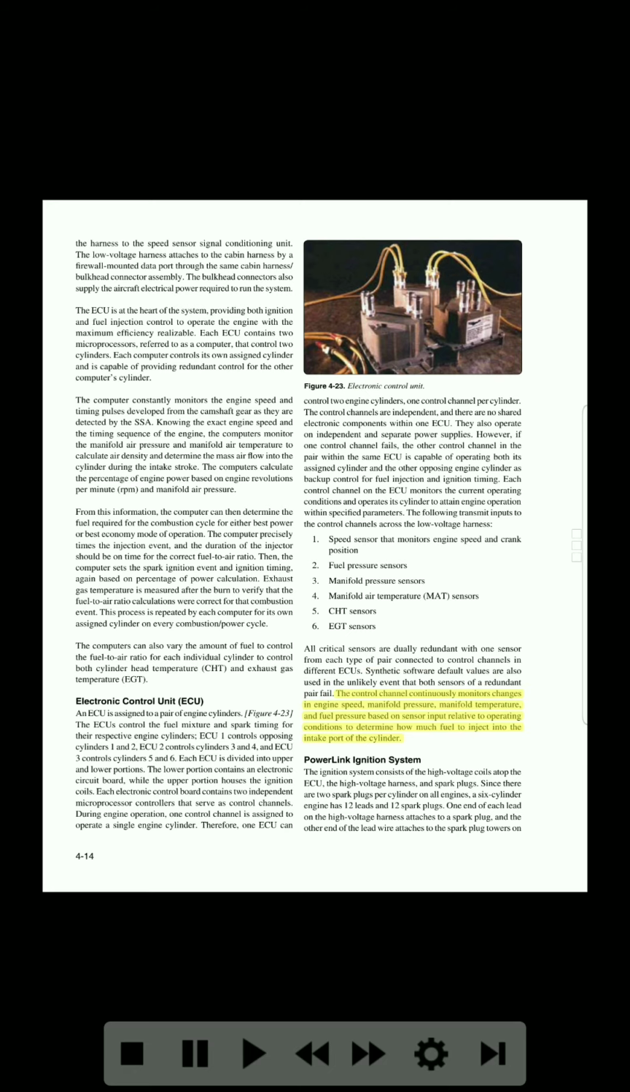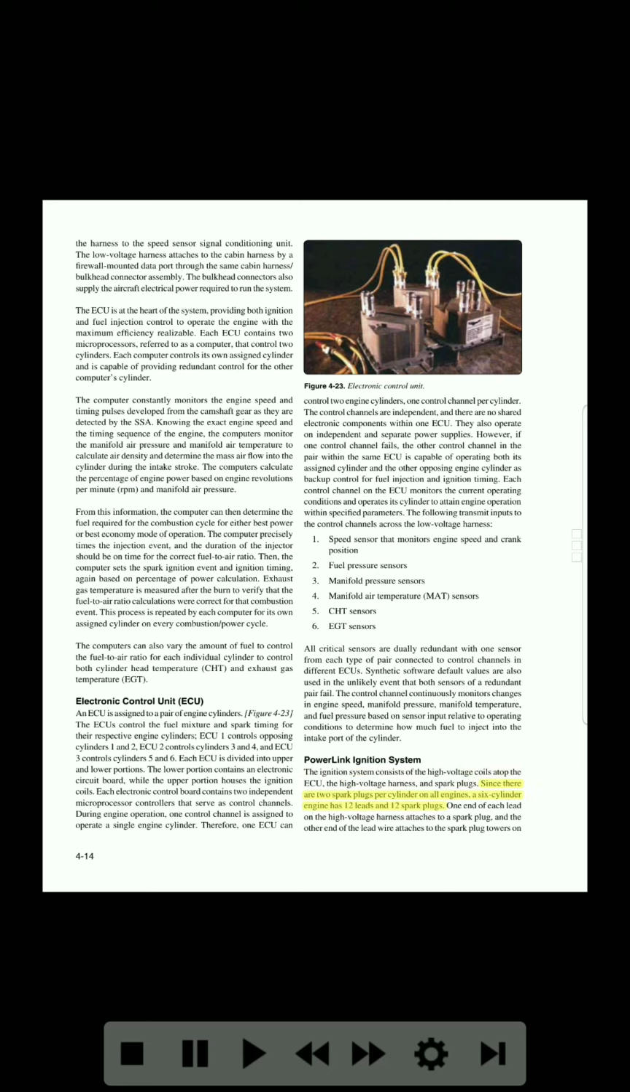The control channel continuously monitors changes in engine speed, manifold pressure, manifold temperature, and fuel pressure based on sensor input relative to operating conditions to determine how much fuel to inject into the intake port of the cylinder. Power length ignition system. The ignition system consists of the high-voltage coils atop the ECU, the high-voltage harness, and spark plugs.